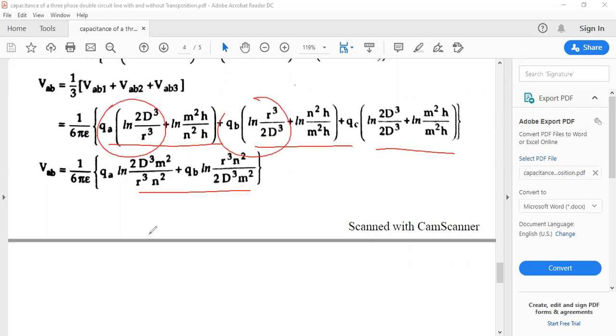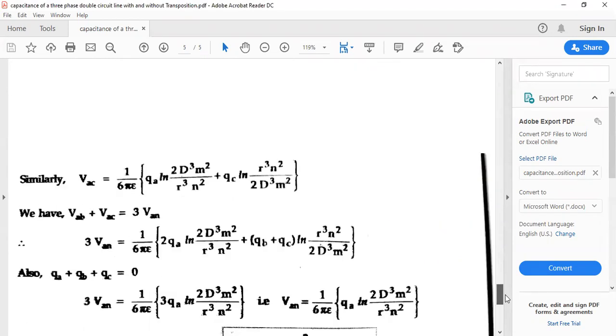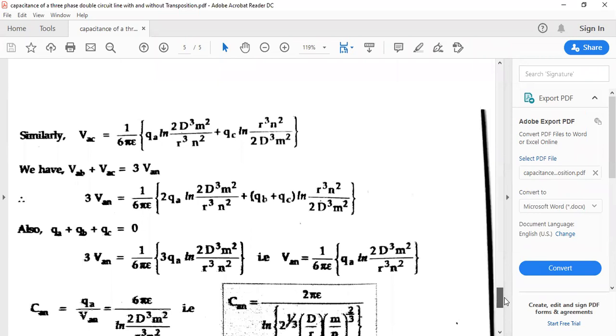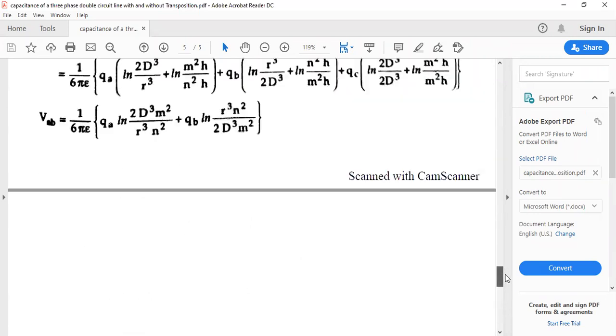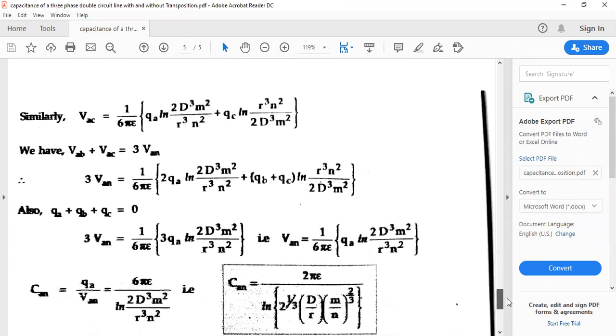Next, you are going to highlight the other terms. You can analyze it in such a way that QA and QB are grouped together, and then you can take the common factor outside. Similarly, for VAC you just have to replace QB with QC. If you can see, the terms are exactly matching. So just replace QB with QC for VAC. That's how you are going to replace that.